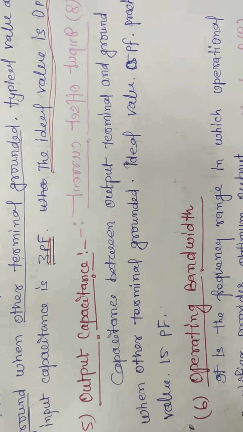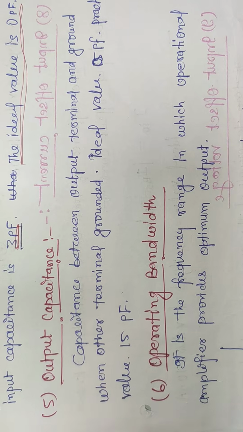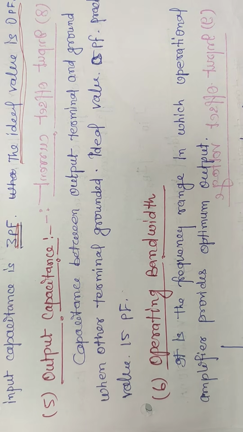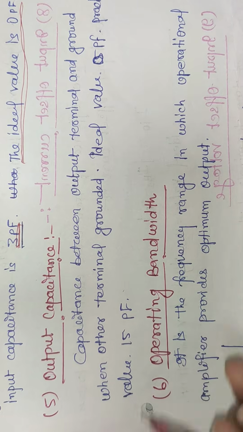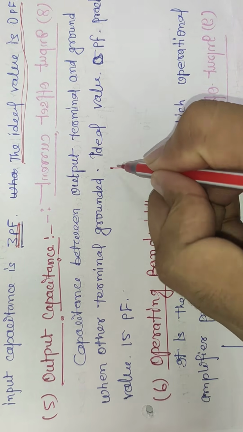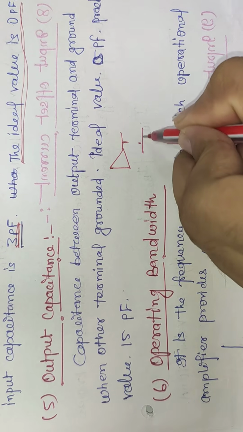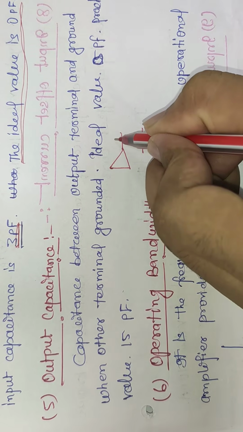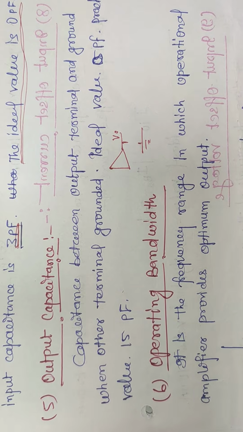Next parameter is output capacitance. Output capacitance is the capacitance between the output terminal of op amp and ground when other terminal is grounded. That means if you have an op amp, then you have to measure the output capacitance between output terminal of op amp and ground. Okay.